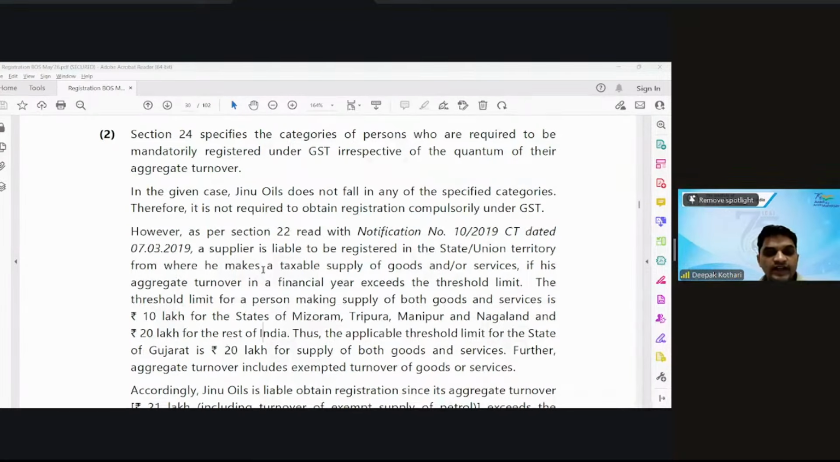While calculating aggregate turnover, sir, will petrol supply be added? Yes, it will, because petroleum is outside the scope of GST, and exempt services include any supply which is outside the scope of CGST. And in aggregate turnover, exempt supply is also included. So you will include the supplies which are outside the GST also to calculate the aggregate turnover. You will not pay tax on it, but you will include it for the purpose of calculating aggregate turnover.